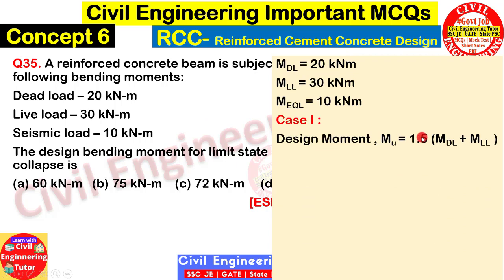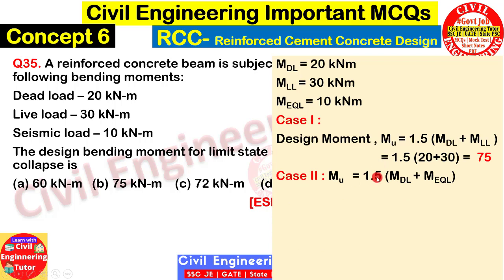Now case 1 will be 1.5 into the dead load and live load combination. Here the dead load value is 20 and the live load value is 30. So 1.5 times 20 plus 30 is 75. So that is one case. Now case 2 is 1.5 dead load plus earthquake load. Here dead load is 20, earthquake load is 10, so the value will be 45.